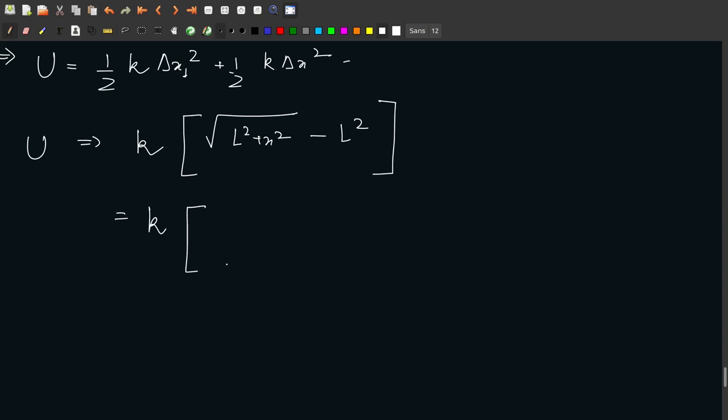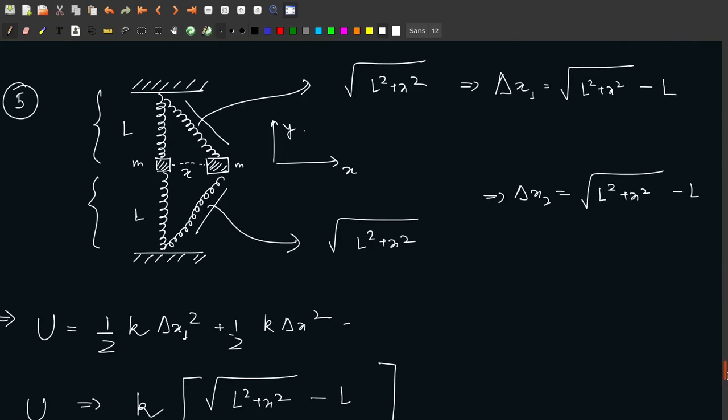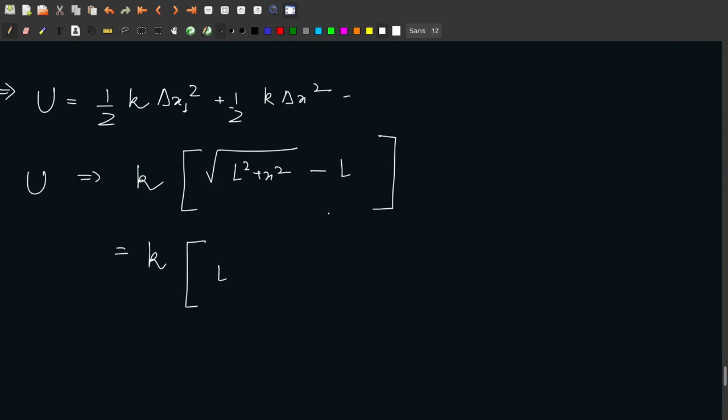This is just k. You can take L outside, and you can just write that this will be... okay, I made a small mistake. This shouldn't be L square, but this should be just L. Did I make the same mistake? No. Okay, so this is just that. So we can take L outside and write this as 1 plus x square by L square to the power half minus L.